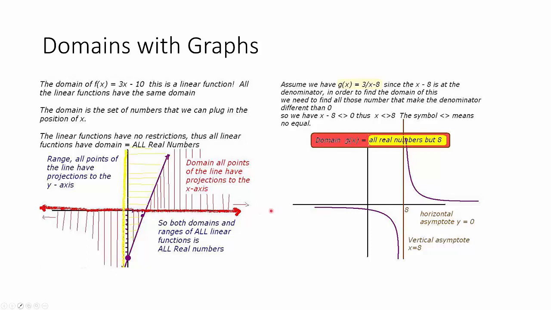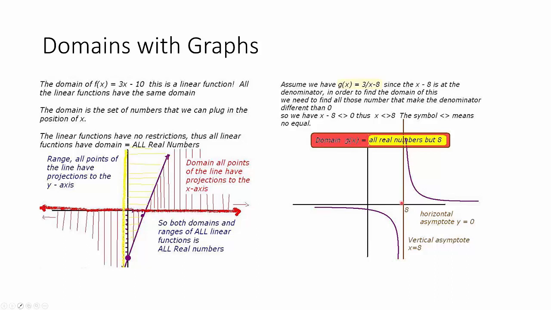While on the right side you have a rational function and you have to exclude the number 8 because the number 8 is what makes the denominator 0. This makes the graph quite strange. It splits into two branches and they diverge from each other in order to exclude the number 8.